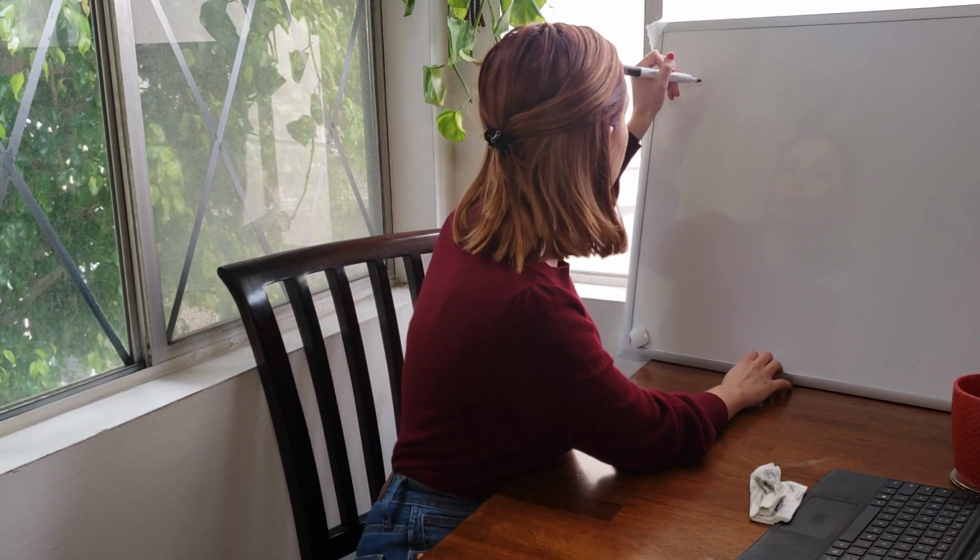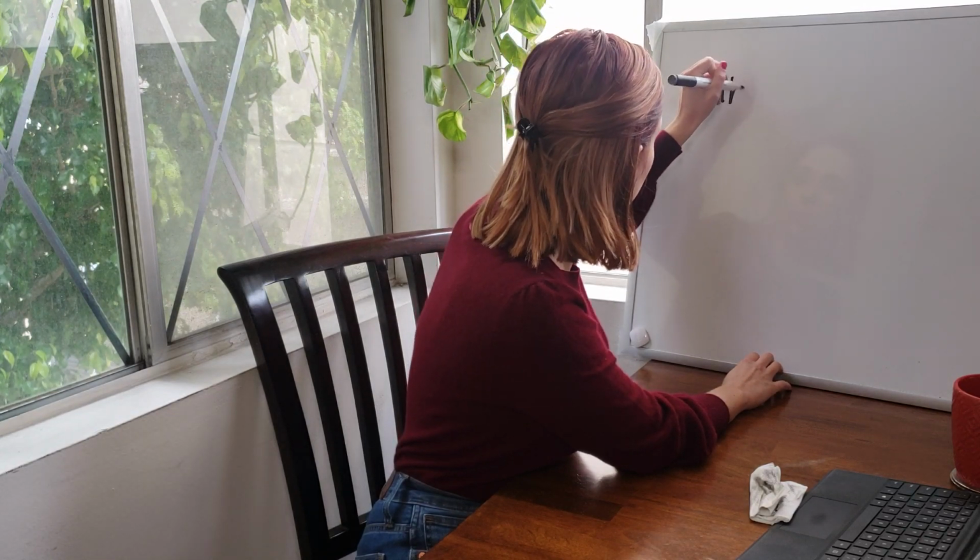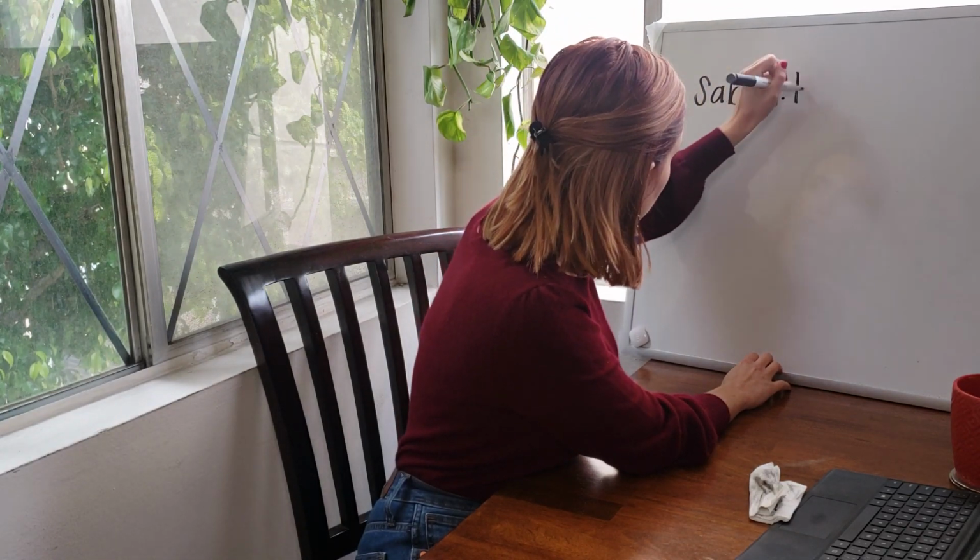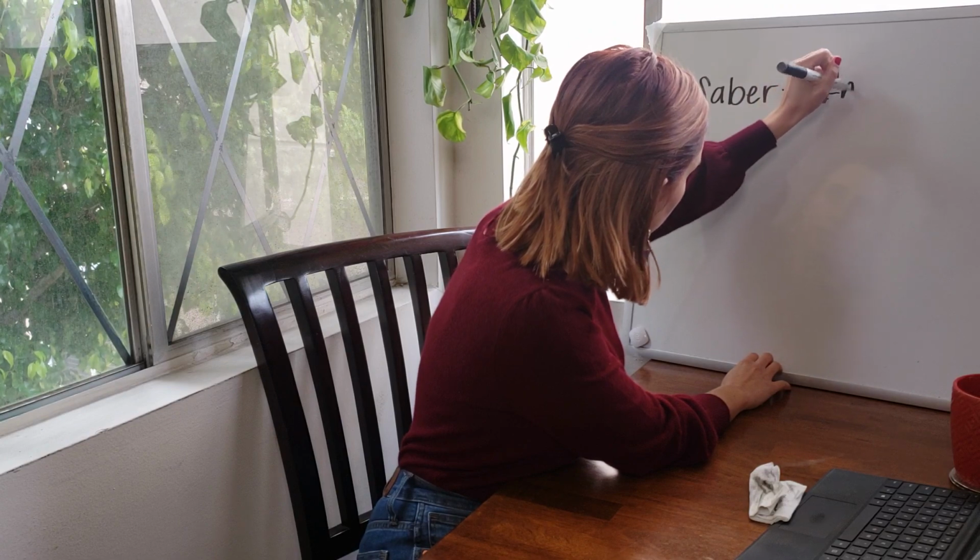So the first verb is saber. It means to know, to understand something cognitively, and it is spelled S-A-B-E-R. This is un verbo semi-regular. It has an irregular yo form.